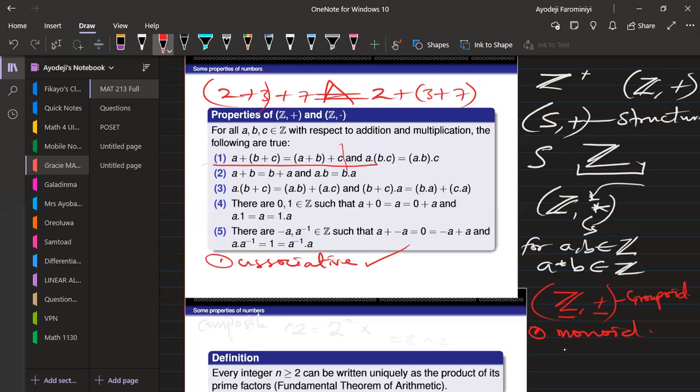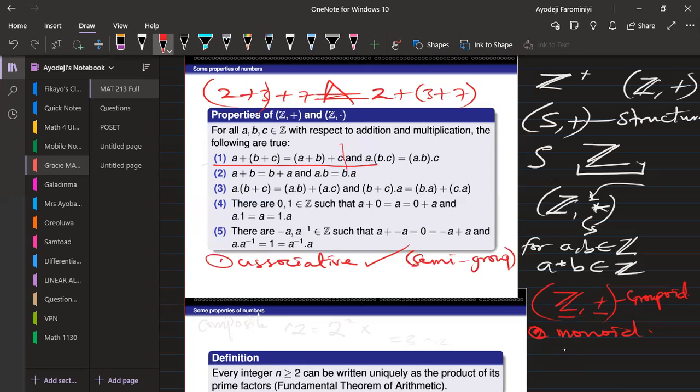So associativity means, if a set together with a binary operation satisfies the associative property, then we say it is not just a set, it is not just a groupoid, it is a semigroup. Okay? Semigroup.